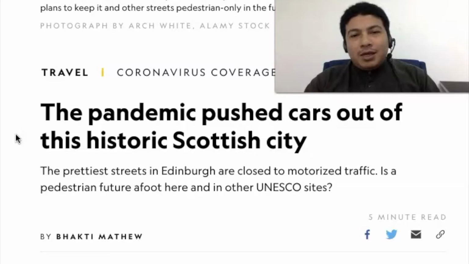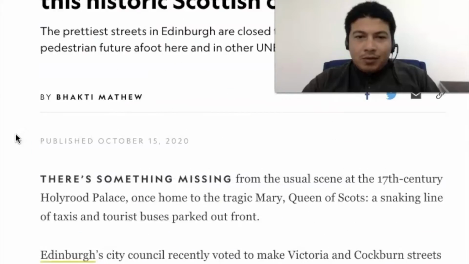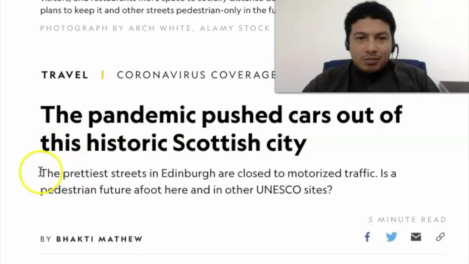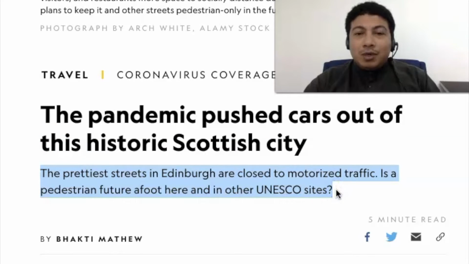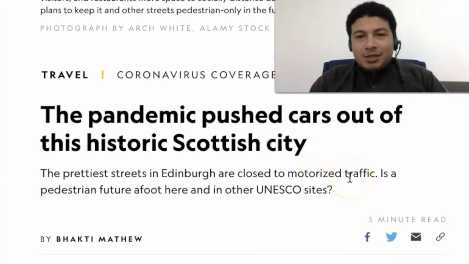So the stated main idea is, if we take a look at this article, we would know that this could actually be the stated main idea, what the author wants to tell in this article. The stated main idea is that the COVID-19 pandemic has caused the prettiest streets in Edinburgh to be closed down to motorized traffic. So that is the stated main idea.